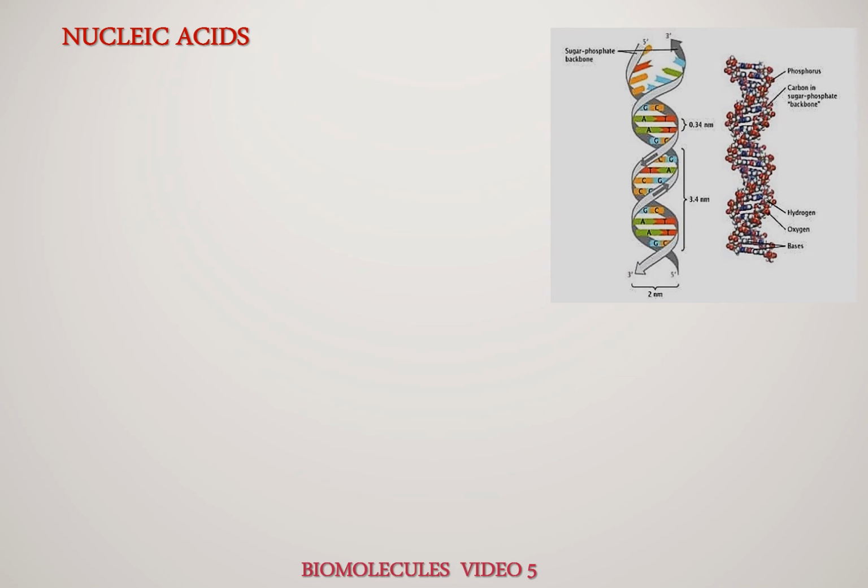So, what are the components responsible for this? They are the chromosomes. And what are the chromosomes made up of? They are made up of nucleic acids. So nucleic acids are responsible for the transmission of hereditary characteristics from one generation to another.